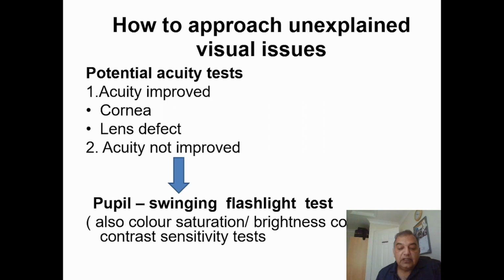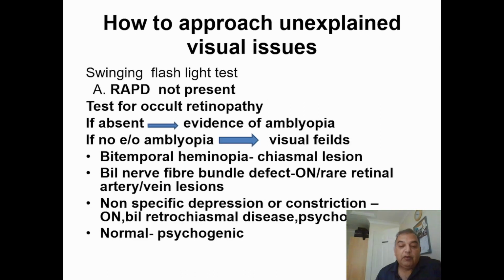And there are also tests of color saturation, brightness, and contrast sensitivity, and if the swinging flashlight test is positive, particularly if it's involving one eye with color desaturation, one would think optic neuritis. So if you do a swinging flashlight test and the RAPD is not present, then of course you test for any retinal involvement, and if the retina is okay, then we look for any evidence of amblyopia. On the other hand, if there's no evidence of amblyopia, then look at the visual fields.